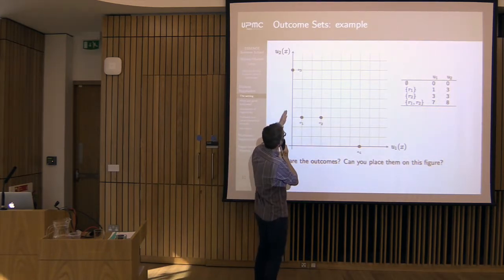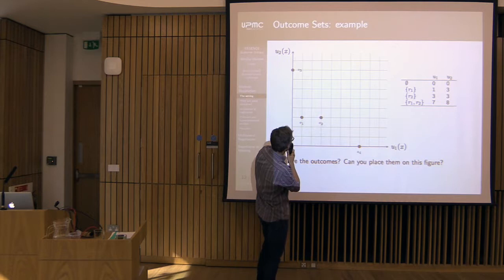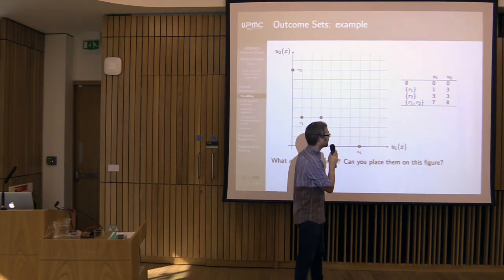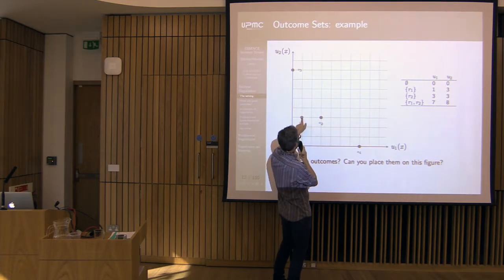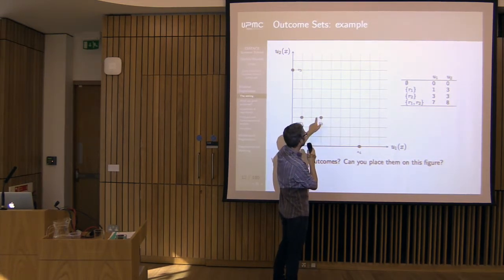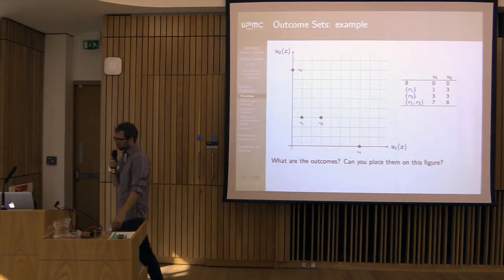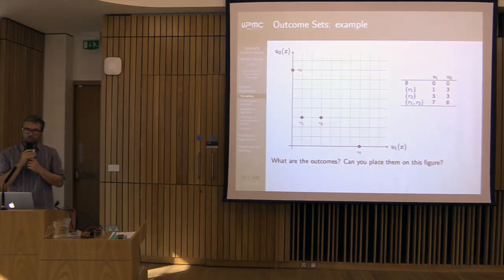So this one is where I give everything to agent 2, I give everything to agent 1, I give resource 1 to agent 1 and resource 2 to agent 2, that's 1, 3. I give resource 2 to agent 1 and resource 1 to agent 2, 3, 3. So 4 different outcomes in this negotiation setting.